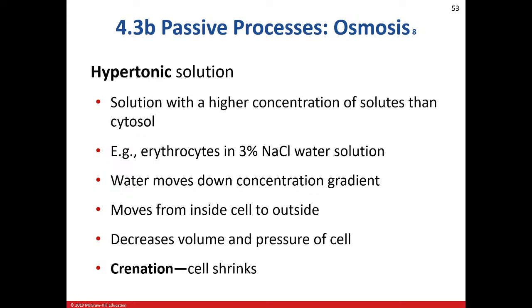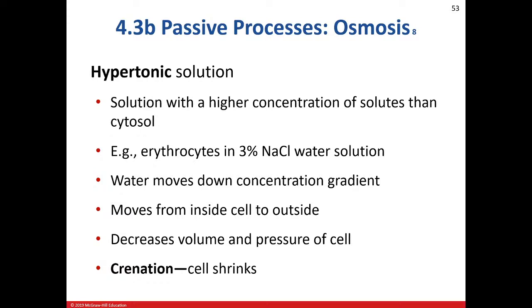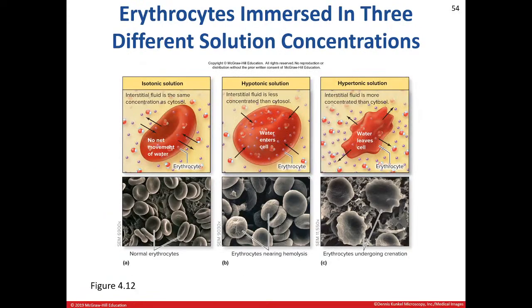Then we have a hypertonic solution. Hyper means higher. Hypo means lower. Hyper means higher. And in this case, there is a higher concentration of solutes outside the cell, and water is going to leave the cell to enter the surrounding fluid where there's more solute. In this case, the cell will shrink, and this is known as crenation, the cellular shrinkage due to osmosis.